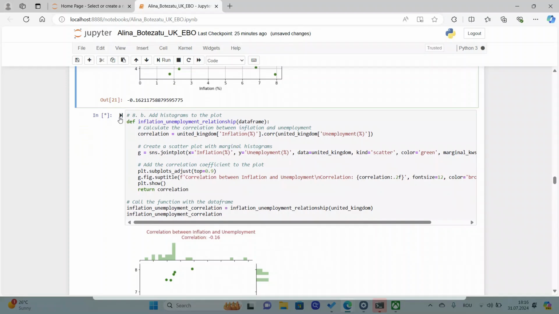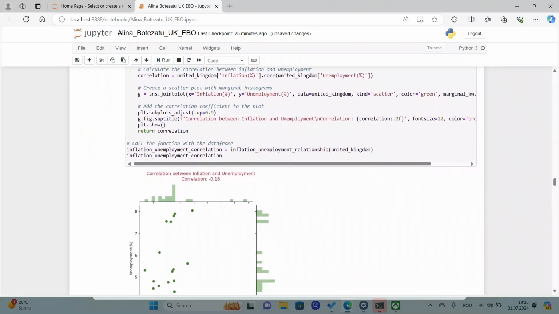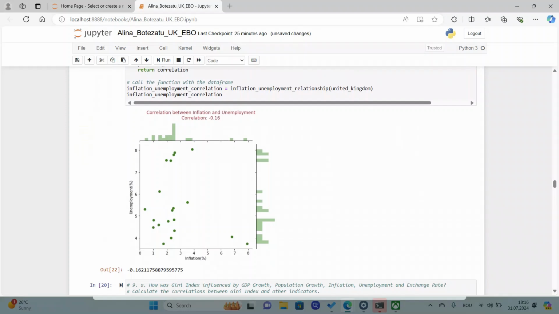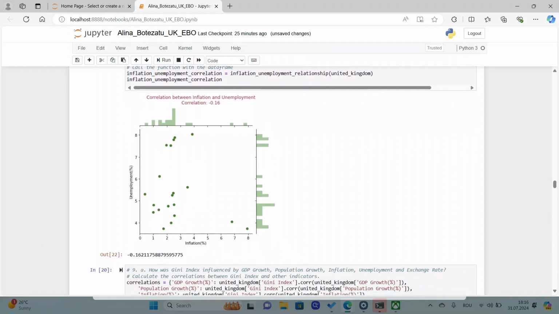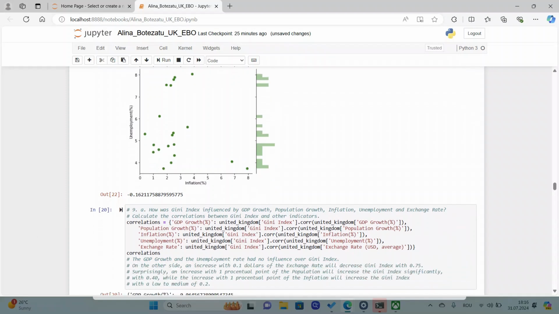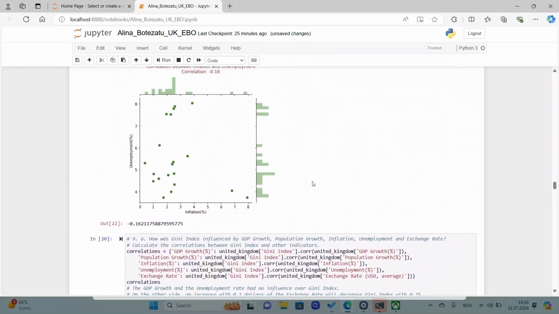And here I've done the same thing, except I added some histograms, but I semi-liked this one. I don't know. It shows that in some years there still has been a correlation.